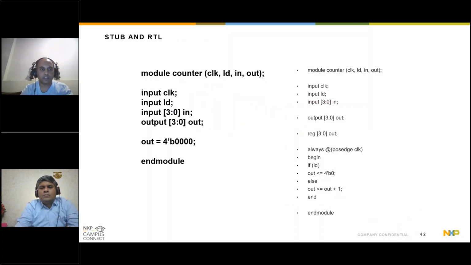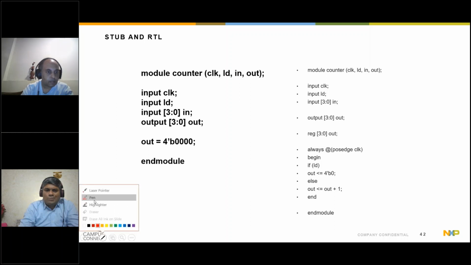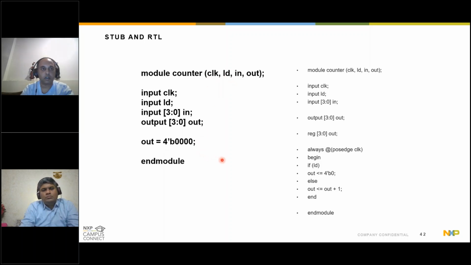So this is just a very, very simple example. Let's say for a counter, the stub. Let me just take a laser pointer if I can. Okay, so on the left side is the stub model where we are defining only the pinout of the IP. The IP is a counter in this case, and when we are looking at the actual RTL, we are defining not only the pinout but the complete internal functionality.